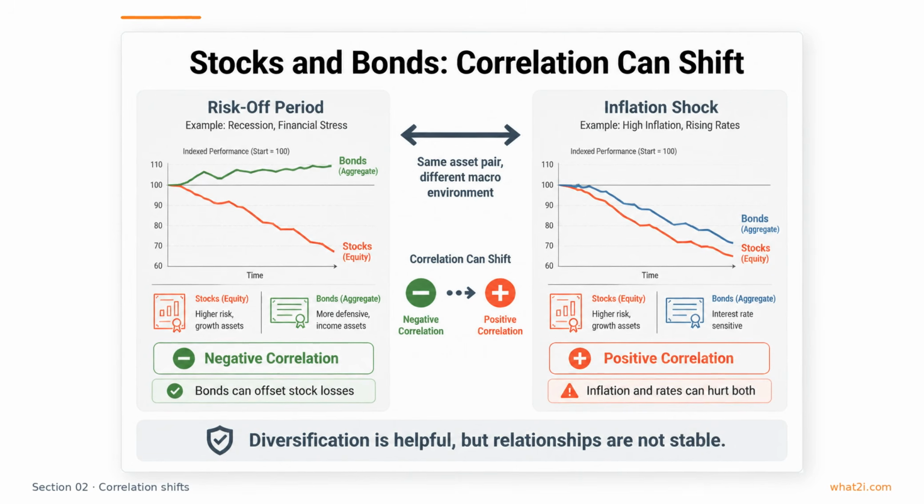But this pattern is not universal. During inflation shocks, both stocks and bonds can come under pressure at the same time because higher rates hurt bond prices and can also weigh on equity valuations and earnings expectations. So the same asset pair can move from being a diversifier to moving in the same direction, depending on the macro environment.